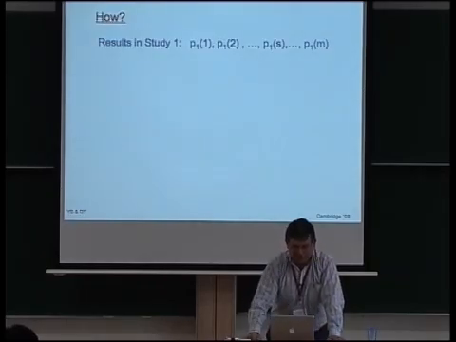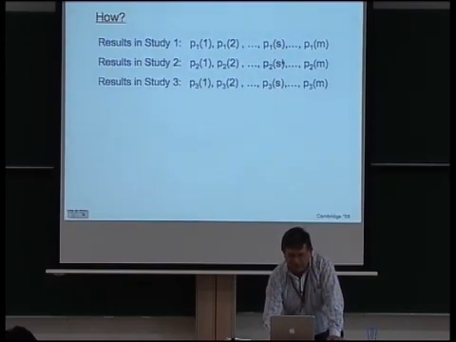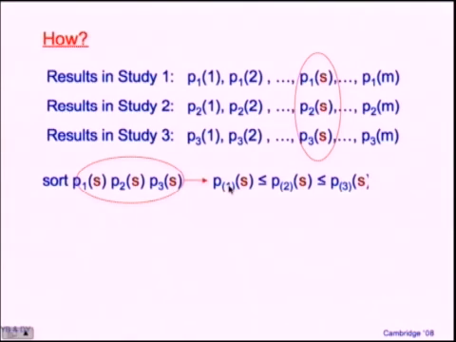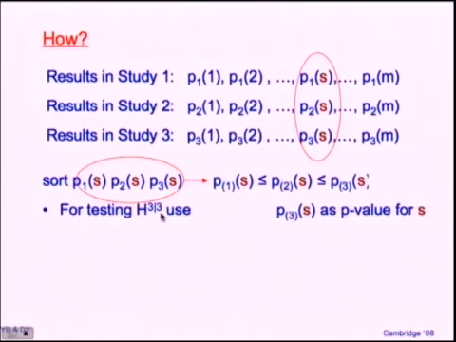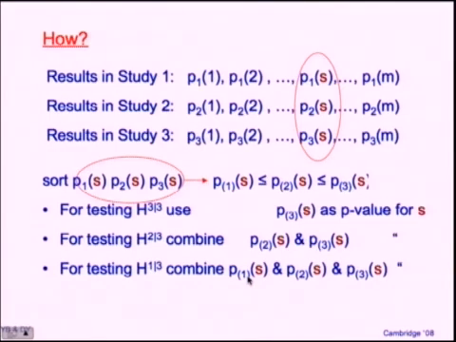How do we do this kind of thing? Well, we take the results in study 1 and take SNP S. We take the results in study 2, the same SNP. And then we take all of the p-values, all the 3 p-values in the 3 studies. And let's put them aside, sort them, and we'll get the sorted p-values for SNP S. Then, for testing H33, we use the largest of the p-values as our test statistic. For testing H23, we combine the largest and the second largest p-value. And so on, if we have more studies. For testing H13, we combine all 3 p-values.